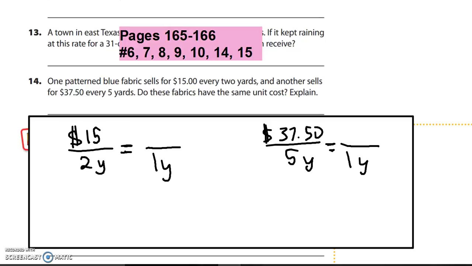And basically, if this answer and this answer are the same, then the answer is yes, they have the same unit cost. If they are different answers, then no, they don't have the same unit cost. That's what you should try for number 14. Go ahead and give that a try. Pause the video, resume it when you're ready to check out number 15.